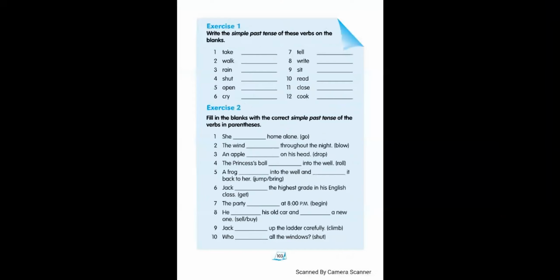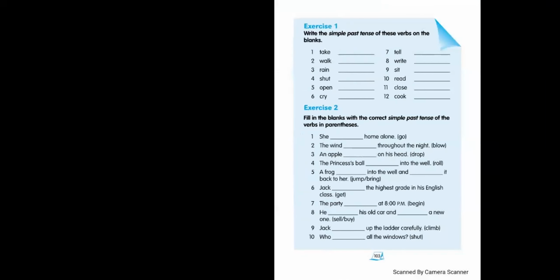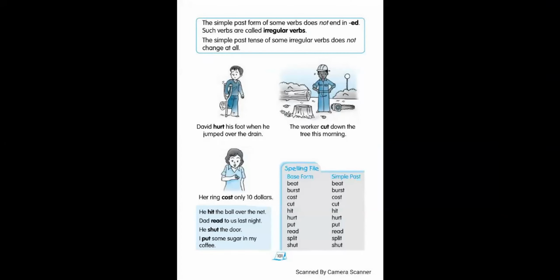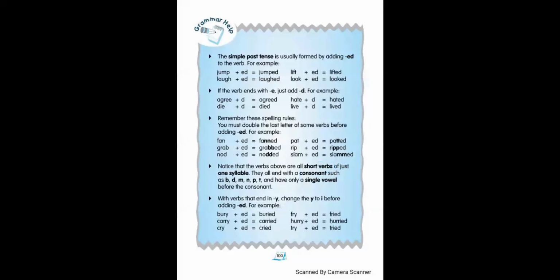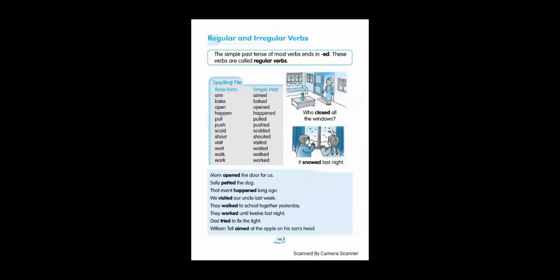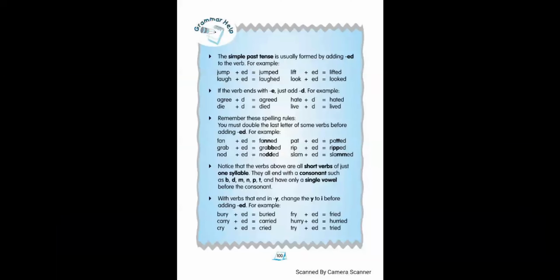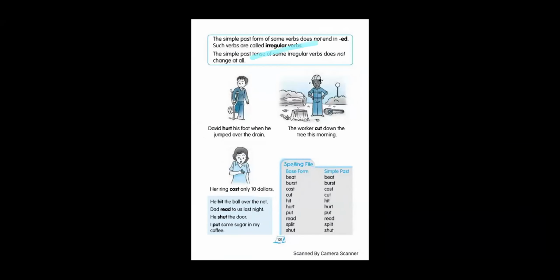So what have we seen today? Simple past tense. And what else have we seen today? Regular and irregular verbs. For regular verbs, what do we add? Ed. Opened, baked, closed, snowed, rained, walked, worked, tried, cried. All these words we added ed, so they are regular verbs. And when we didn't add any ed, they are irregular verbs.